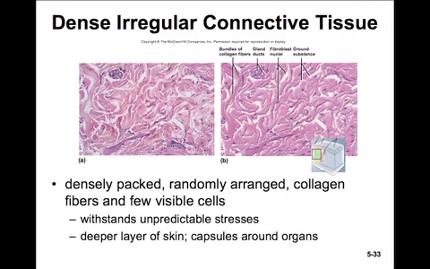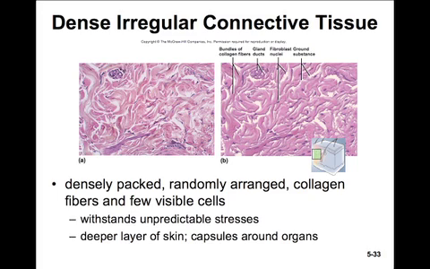Dense irregular connective tissue is easy to tell apart from dense regular because there's a lot of irregularity in here. Again, it's densely packed but randomly arranged collagen fibers, and there are very few visible cells. In the burned out version over here, you can see some of these fibroblast nuclei, and then this open space, that's where we'll see the ground substance.